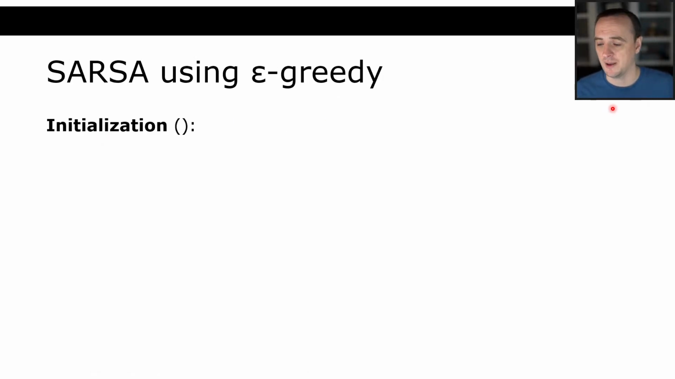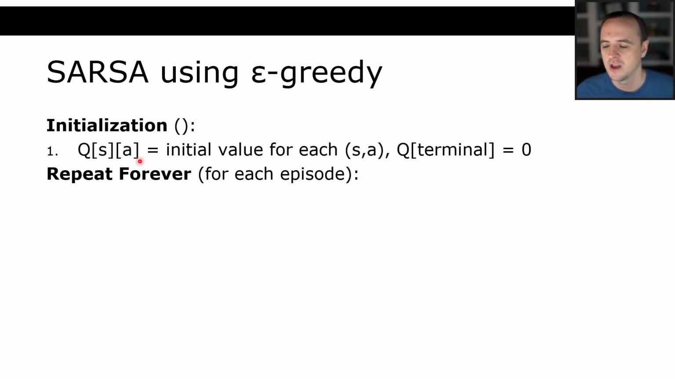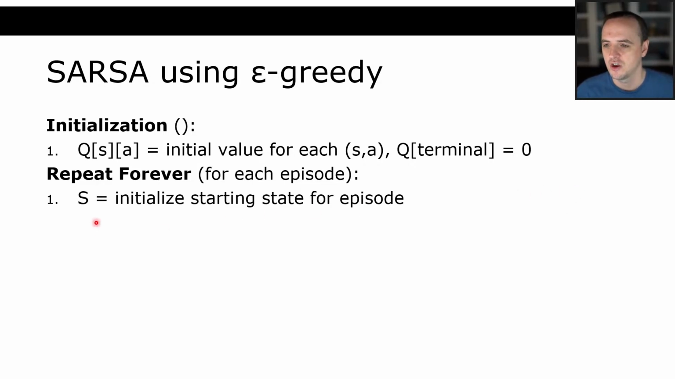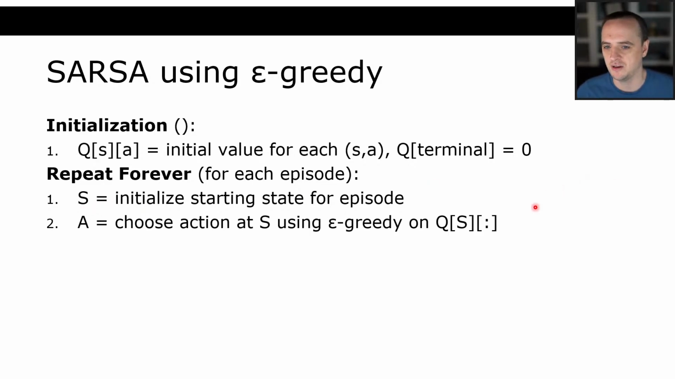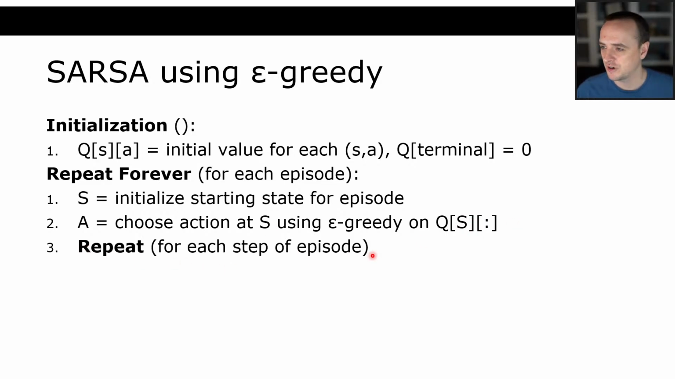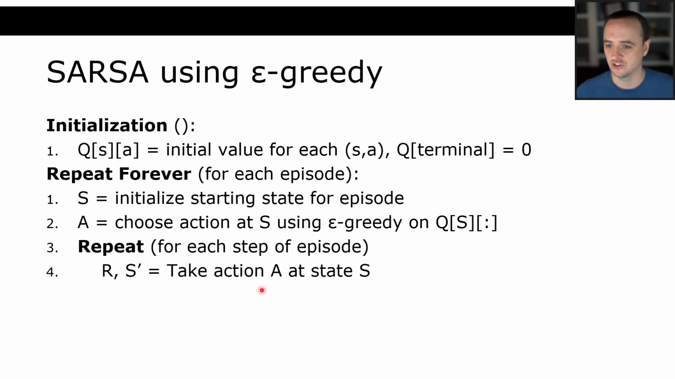So SARSA using epsilon greedy, here's the entire algorithm. We have our current state action value estimates, and then we keep repeating if there are episodes or it's a continuing task. We have a current state, that's the starting state for an episode or the current state that I'm in. We choose an action at state S using epsilon greedy on all the actions. Then we repeat for each state of the episode. The reward that we get and the next state is just taking the action A at state S, which gets us the next state and the reward.